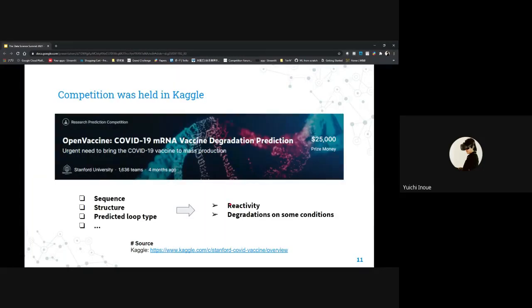A competition was held on Kaggle last fall to create a model to predict this. The competition was to predict the reactivity and degradability of each base based on sequence and secondary structure data. About 1,600 teams participated, and the top teams actually contributed to optimizing their models even after the competition was over.